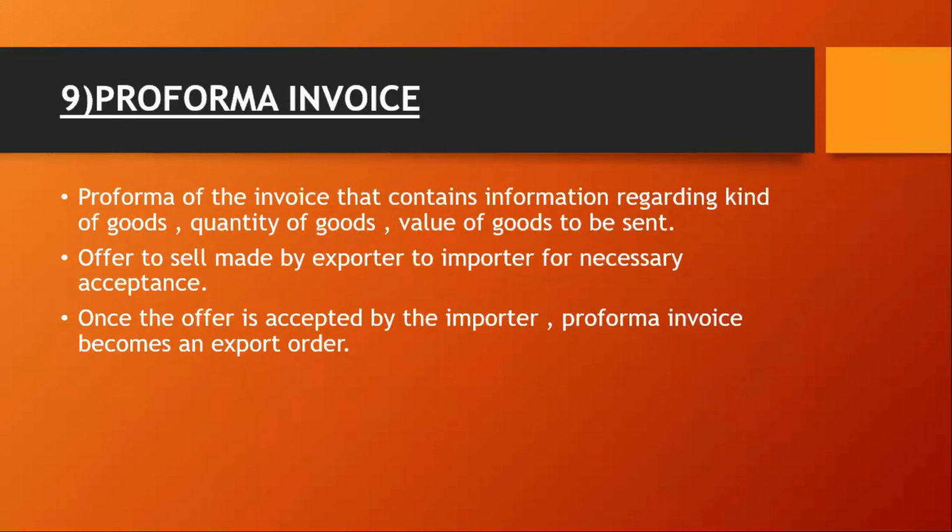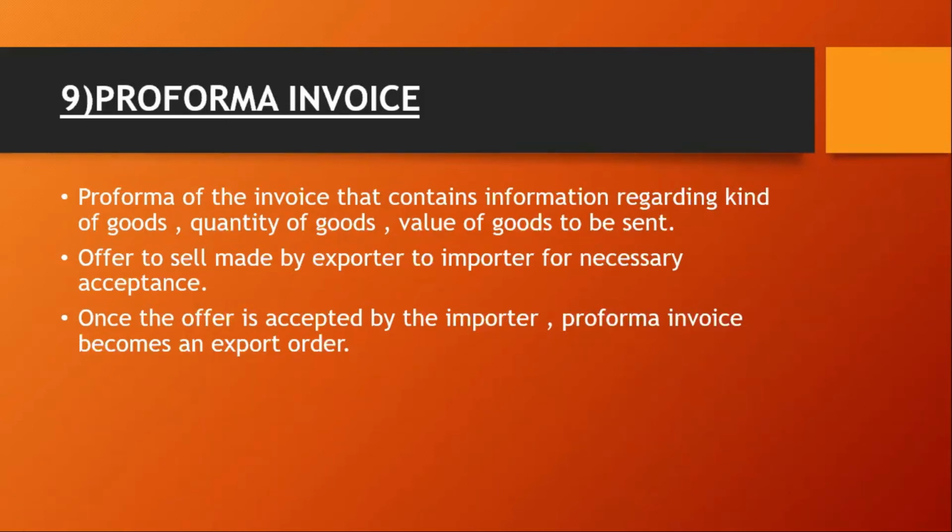The first one we have is proforma invoice. Proforma invoice is always prepared by the exporter. That is, it is prepared before commercial invoice. Proforma invoice and commercial invoice are separate and different. Proforma invoice is generally an offer to sale made by the exporter to importer for necessary acceptance. Once the offer is accepted by the importer, proforma invoice becomes an export order.